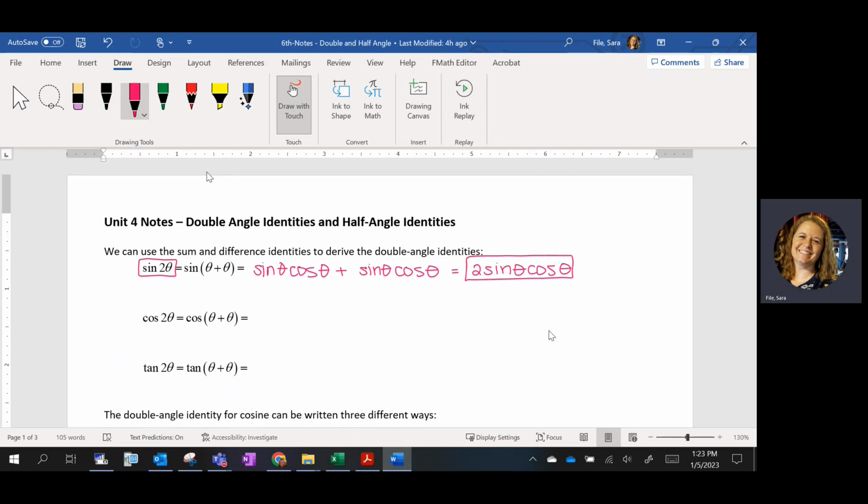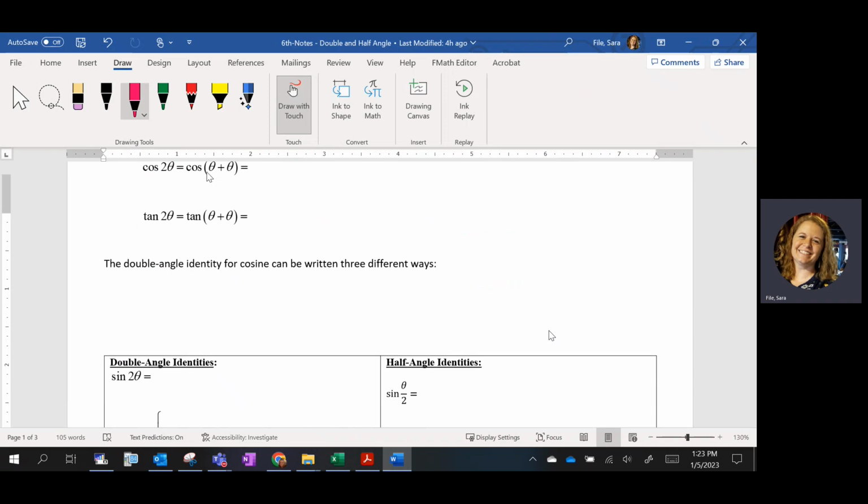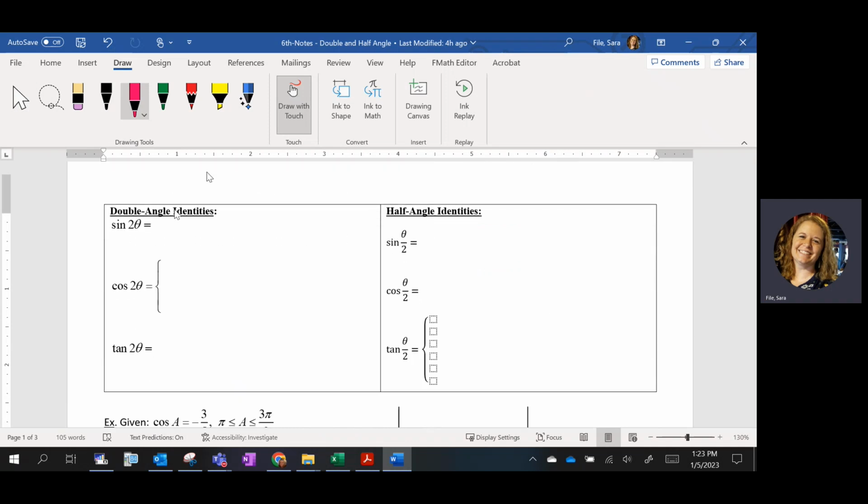So we're going to write that. There's a box kind of halfway down that is going to box in the identities. So I'm going to go ahead and write that one here. 2 sine theta cosine theta.